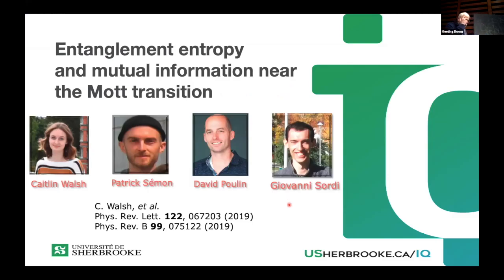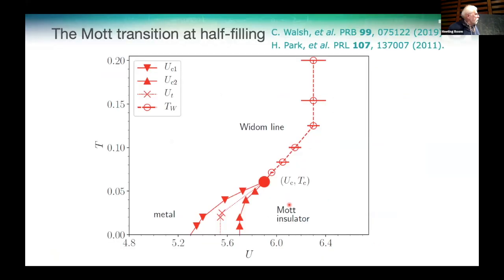Okay, now I want to switch topic. Talk about entanglement entropy and mutual information near the Mott transition. It was done by Kathleen and Giovanni at Royal Holloway, Patrick Semon at BNL, and David Poulin in Sherbrooke. So you know this phase diagram for cluster dynamical mean field theory, 2 by 2.